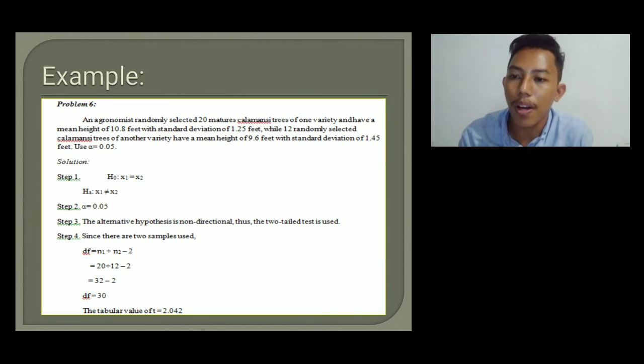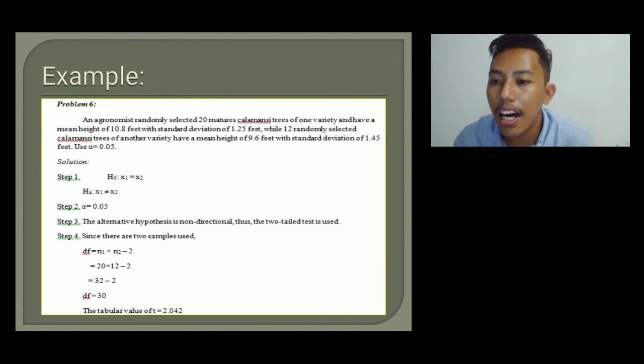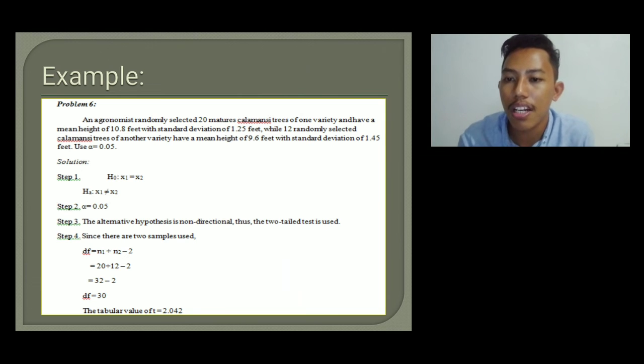So for example, an agronomist randomly selected 20 mature calamansi trees of one variety that have a mean height of 10.8 feet with a standard deviation of 1.25 feet, while 12 randomly selected calamansi trees of another variety have a mean height of 9.6 feet with a standard deviation of 1.45 feet. Use a level of significance of 0.05.